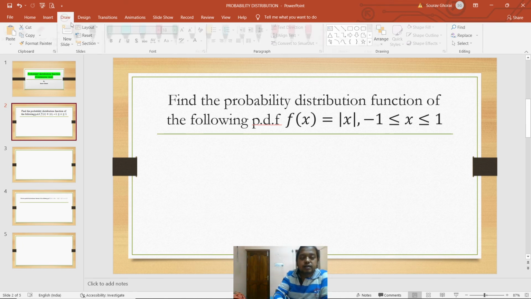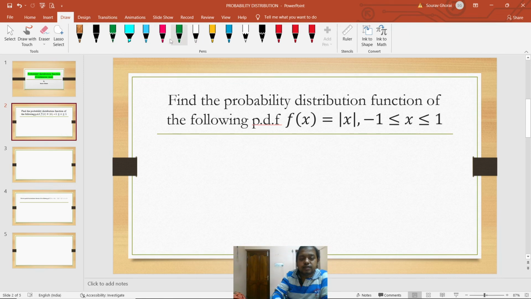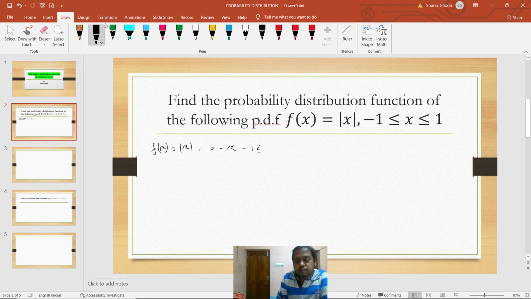See here, if we consider the function f of x equal to mod x, we can write it as minus x when -1 less than or equal to x less than 0, and x when 0 less than x less than 1. PDF means probability density function, and we know that a function f of x is said to be a probability density function if the integral from minus infinity to infinity of f of x dx is equal to 1.